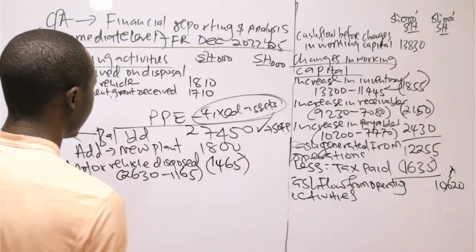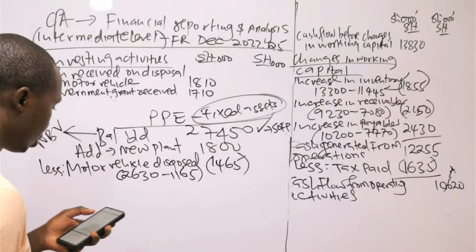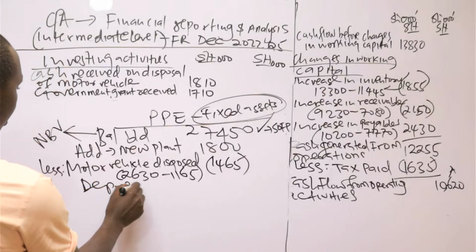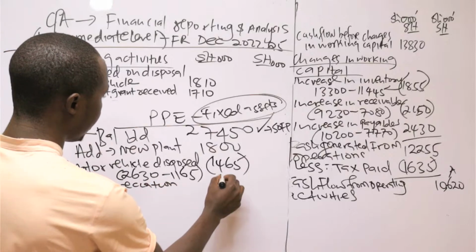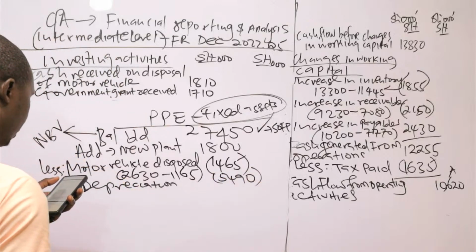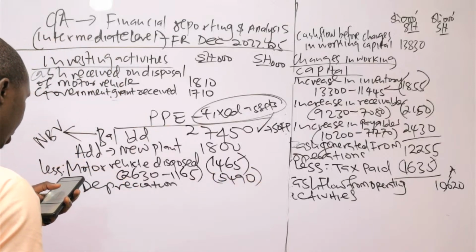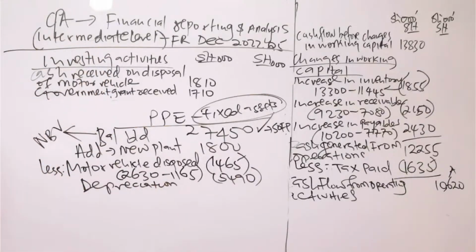This one we raise. Then another thing which can affect property, plant and equipment is depreciation. We raise depreciation. Depreciation was 5490. Note 4 is all about intangibles; intangibles cannot affect this. Note 5 is all about bonus. Bonus cannot affect PPE.